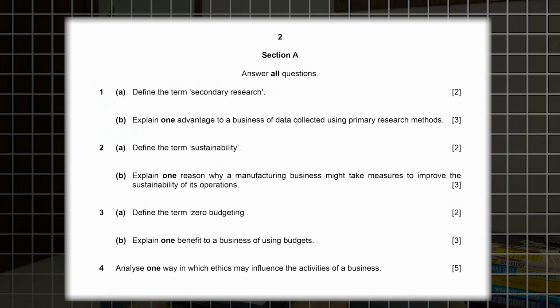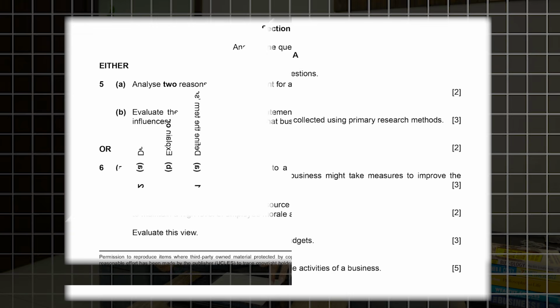So for a 5 marker, you write an introduction paragraph and you think of one solid point which you can explain very well using the BTL technique. So yeah, that's a 5 marker. This is all about section A. You can see there are 4 questions in section A. And let's just roll into section B.